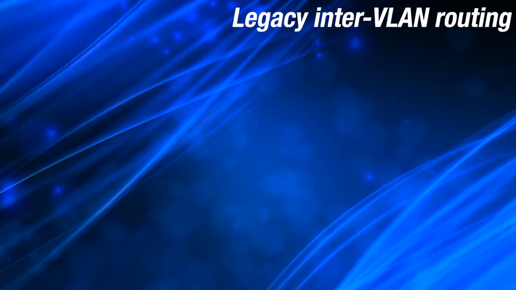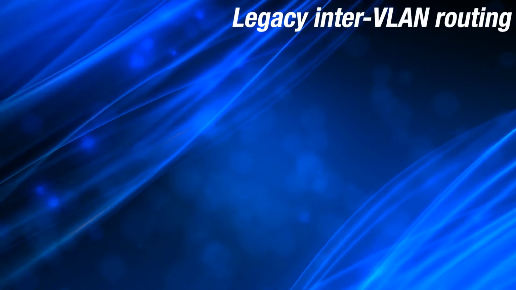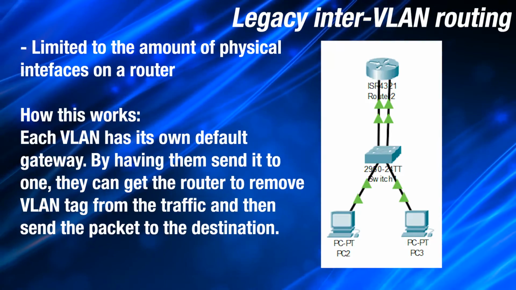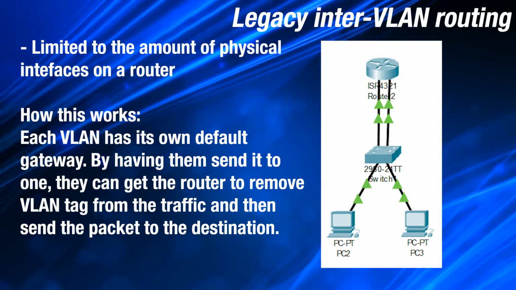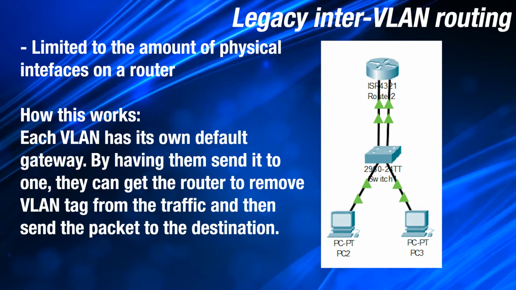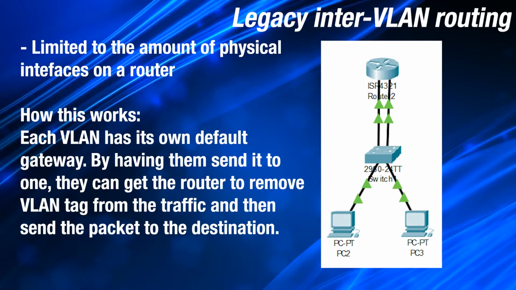Let's talk about legacy inter-VLAN routing. This can only be done with a router with as many physical interfaces as it supports. So, we have this network, and we have this router. This router only has 2 physical interfaces on it, meaning we can only allow 2 VLANs to communicate.